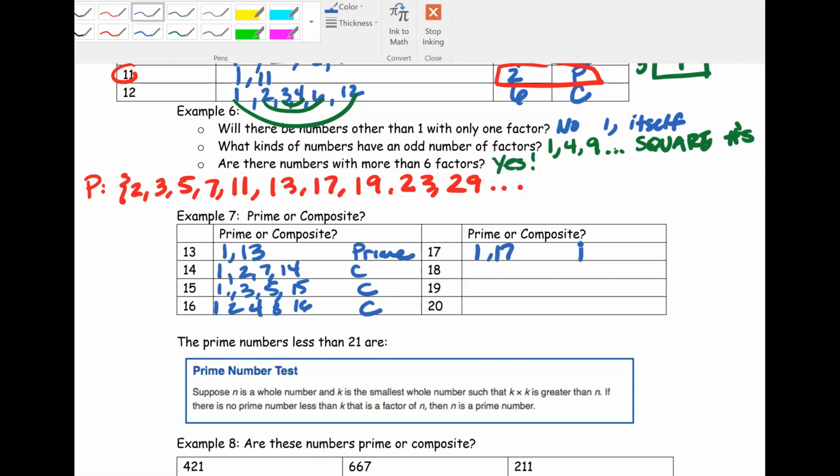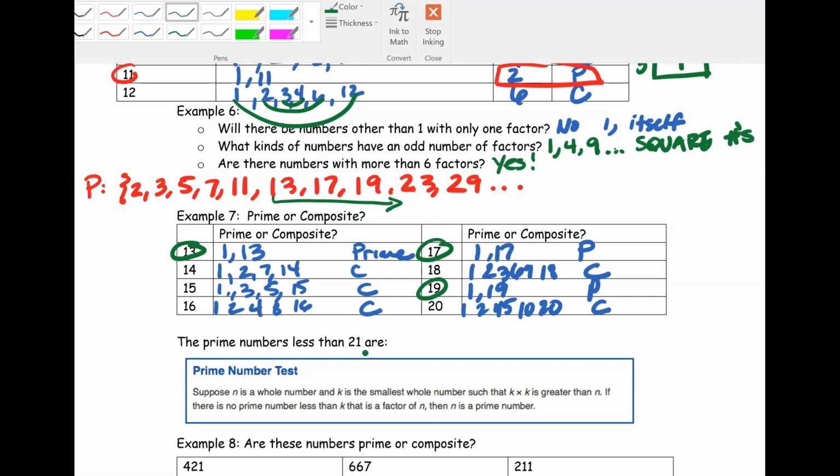1 and 17. So this is prime. 1 and 18, 2 and 9, 3 and 6. So that's composite. 1 and 19, prime. And then we've got lots of factors here, 4 and 5. And so that's going to be composite. So we're adding to our list here. So we said 13 was prime, 17 was prime, 19, and I listed those up here, and then I also added a couple more.